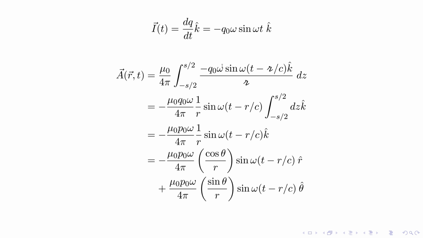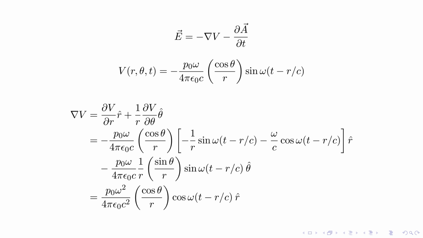So he just basically changes this entire thing into sine of omega t minus regular r over c. And you end up with this equation that has two components. The first is negative mu naught p naught omega over 4 pi, cosine theta over r, sine omega t minus r over c, in the r hat direction. And then we also have a component that is in the theta hat direction, mu naught p naught omega over 4 pi, sine theta over r, sine omega t minus r over c. Okay, notice that we converted from k hat to spherical coordinates. K hat gives us cosine theta r hat minus sine theta theta hat.